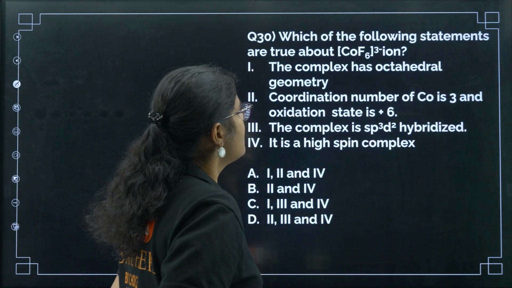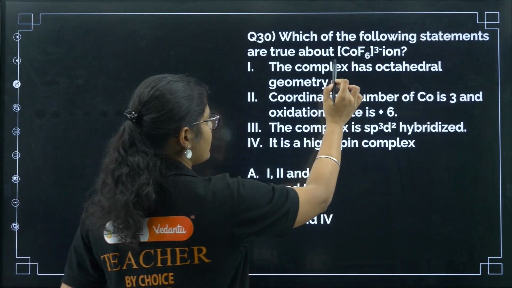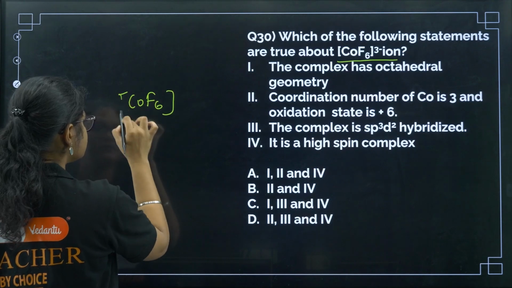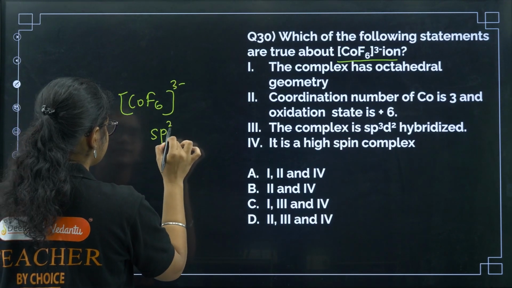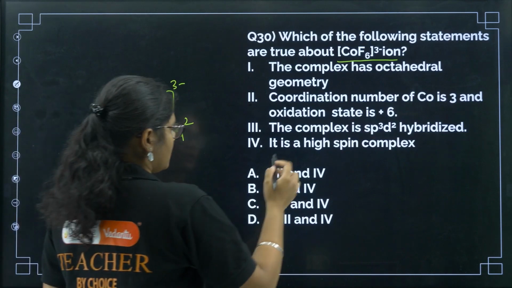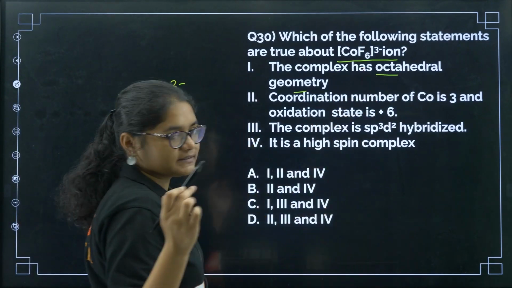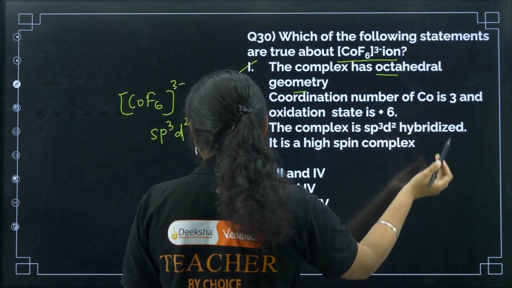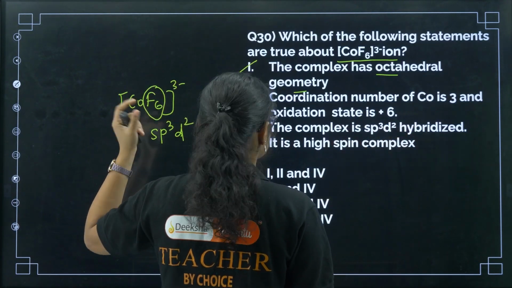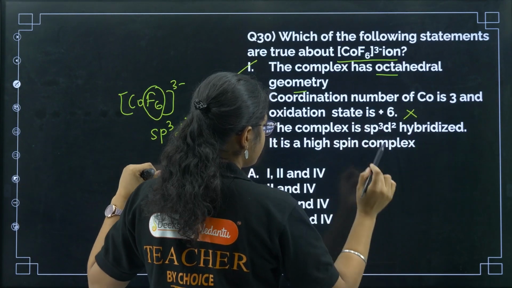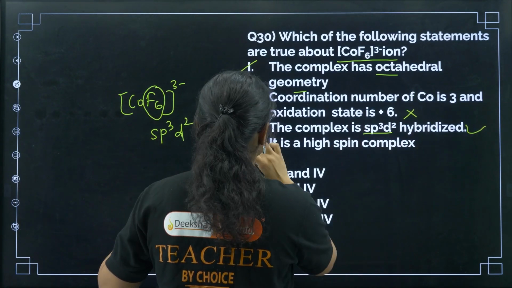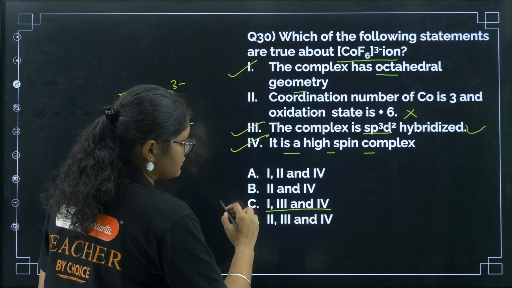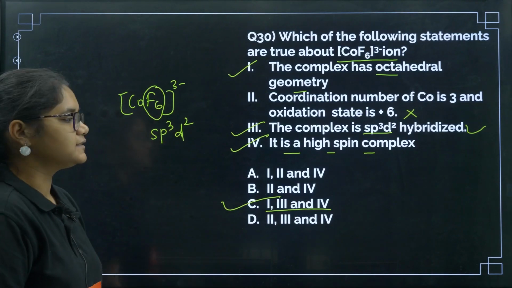Next and the last question: which of the following statements are true about CoF6 3-? So first of all, let me tell you, CoF6 3- hybridization is sp3d2. Okay, octahedral geometry, yes, coordination number 6 has only one geometry, that is octahedral, so this statement is correct. Coordination number of cobalt is 3. No, the coordination number of cobalt is 6. And the oxidation number, no, this is incorrect. The complex is having sp3d2, yes, this is correct. It is a high spin complex, this is also correct, right? So we have correct statements 1, 3 and 4, that is option number C, the correct answer here.